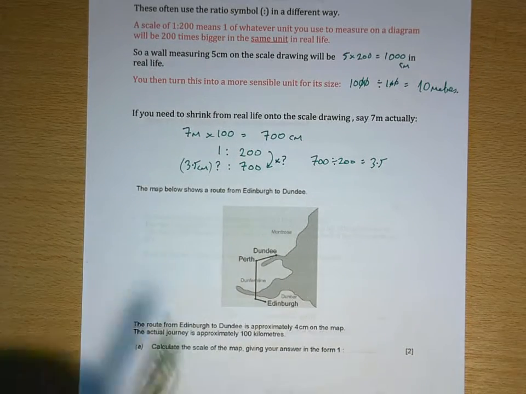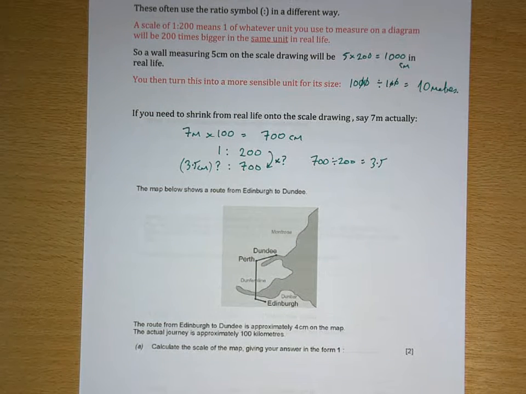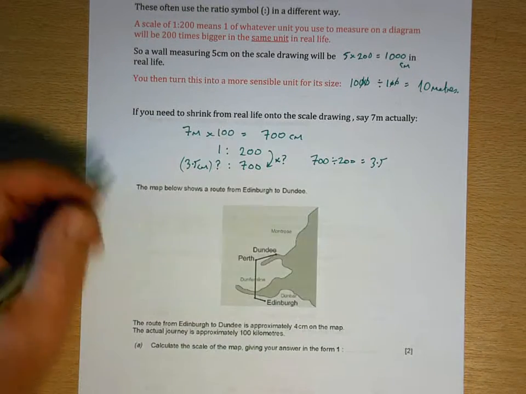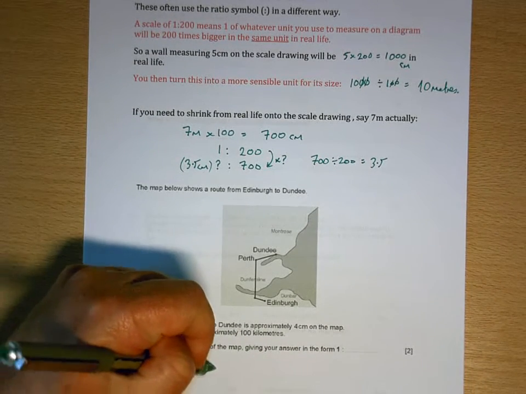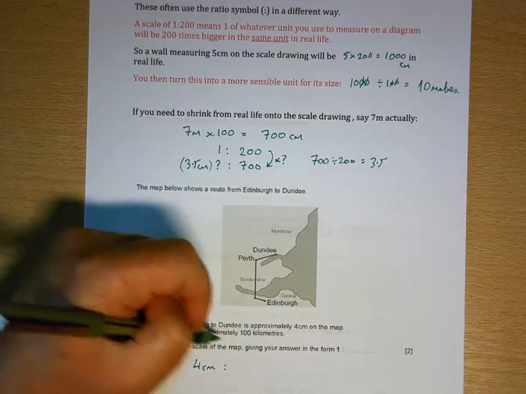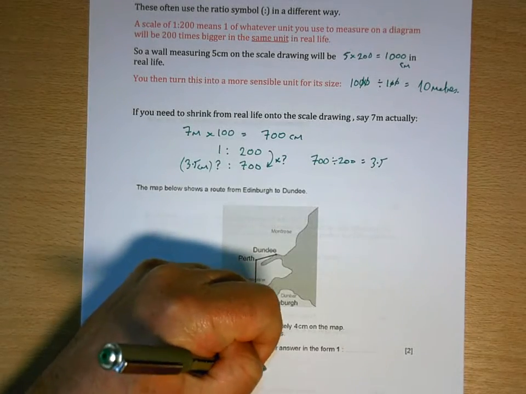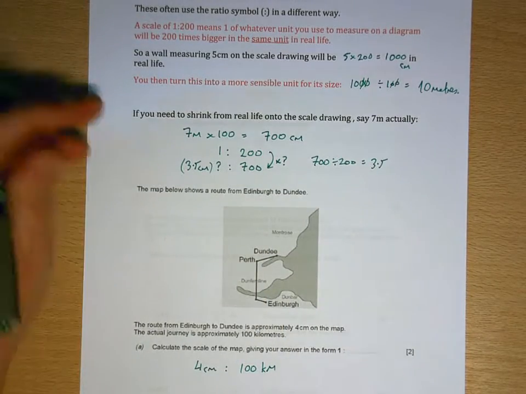So here's a past paper question. The map below shows the route from Edinburgh to Dundee. The route from Edinburgh to Dundee is approximately 4 centimeters on the map. The actual journey is approximately 100 kilometers. Calculate the scale on the map, giving your answer in the form 1 to something. So we've got 4 centimeters is equivalent to 100 kilometers.